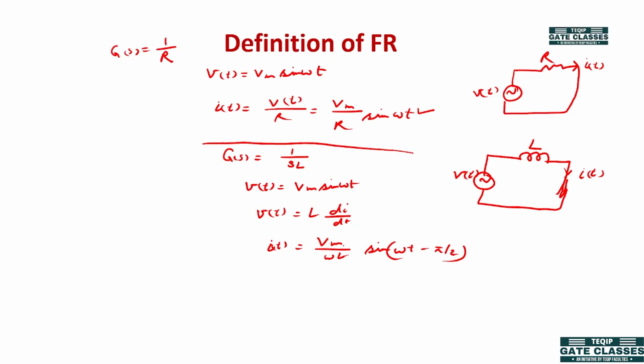So from this we can see our magnitude is Vm upon omega L as compared to our input magnitude, that is Vm, and our phase shift is minus 90 degrees. So again we are giving a sinusoidal input, and we are getting a sinusoidal output of different magnitude and phase shift. So these are two very simple examples to understand frequency response.